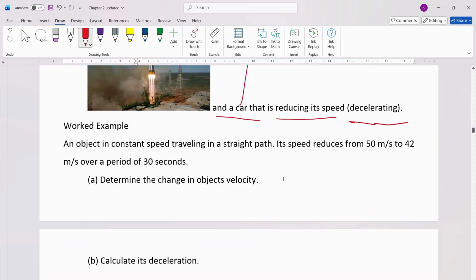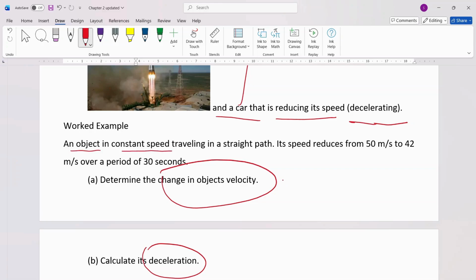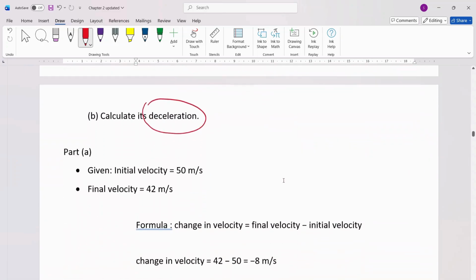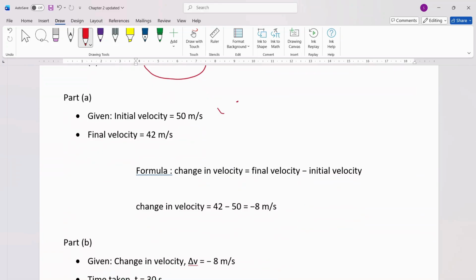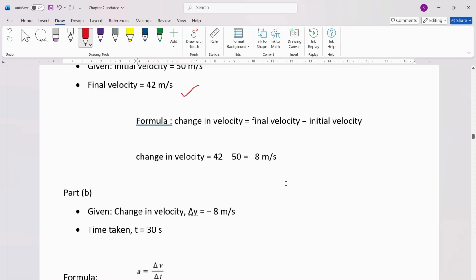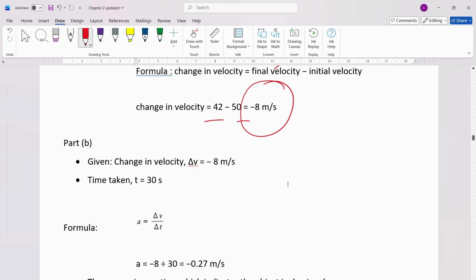Here we have one example to calculate the change in an object's velocity and to calculate deceleration. The given information is an object at constant speed traveling in a straight path. Its speed reduces from 50 to 42 meter per second, over a period of 30 seconds. So we need to calculate the change in the object's velocity given the initial velocity and the final velocity. The formula is final velocity minus initial velocity. Hence, it is deceleration due to its negative sign.